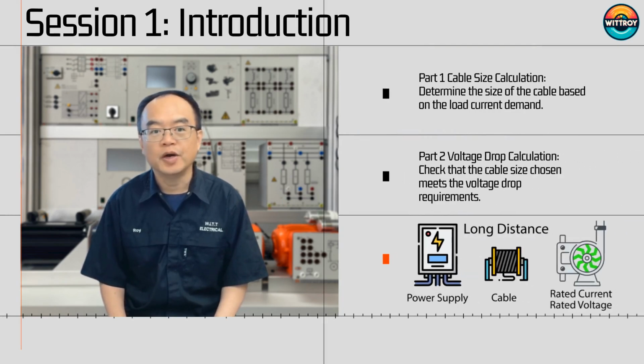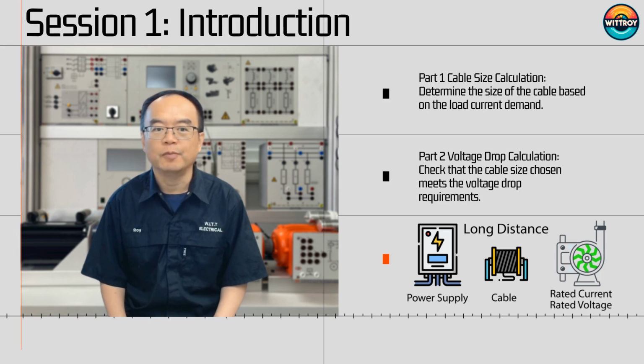Voltage drop occurs when electrical energy is supplied to a load, resulting in a voltage decrease along the supply cable due to the resistance of the cable. It is essential to keep the voltage drop within permissible limits to ensure the proper operation of electrical equipment.